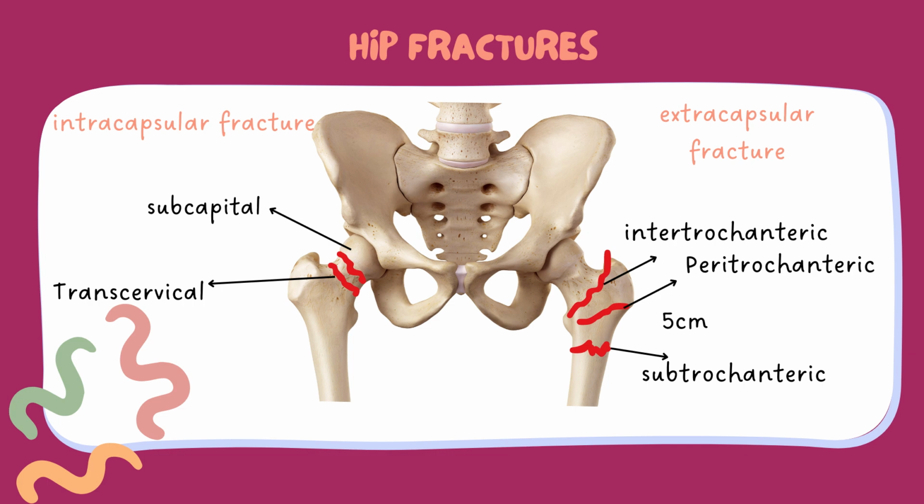On the other hand, extracapsular fractures can be further classified into three types: subtrochanteric fractures, which occur below 5 cm from the trochanters, intertrochanteric fractures, which occur at the trochanters, and pertrochanteric fractures, which extend throughout the trochanters.